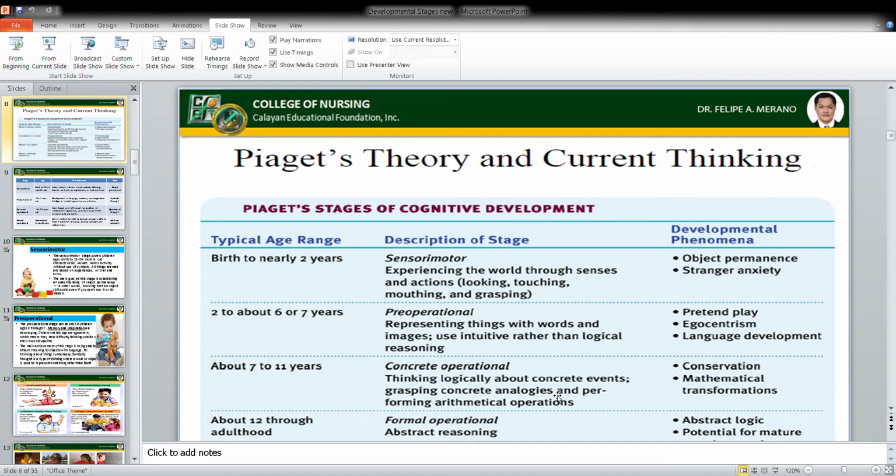Next, about 12 through adulthood, formal operational stage, anyone can do abstract reasoning. Since they are in formal operational, these stages are probably in the high school or grade 6 level, in which they could reason out, okay, about different abstract. They can explain it well and potentially know the whys, where, and how. And they are potentially mature enough to better understand the world around them.